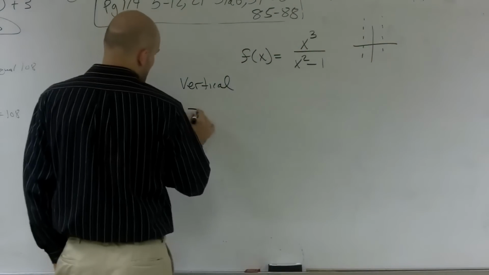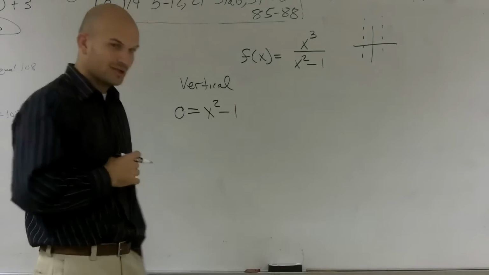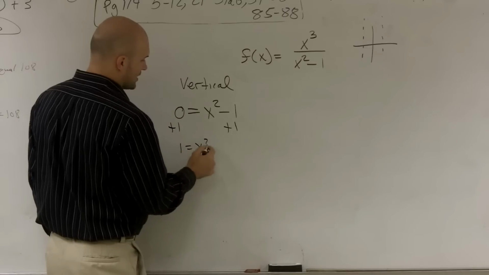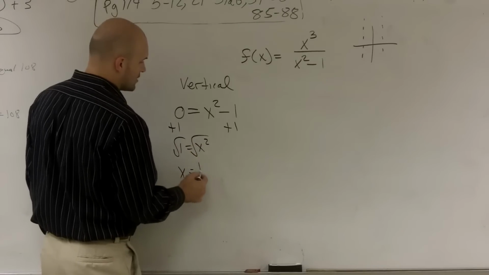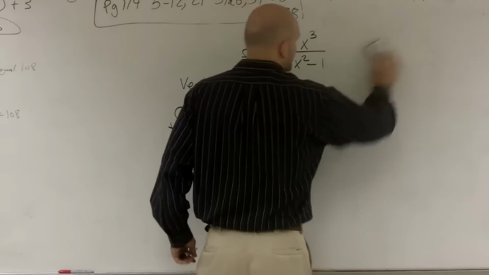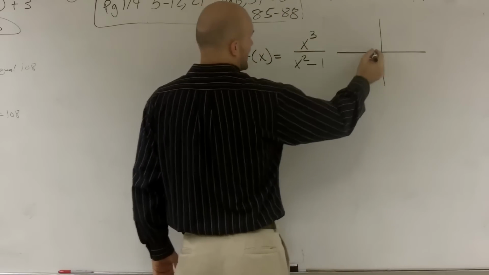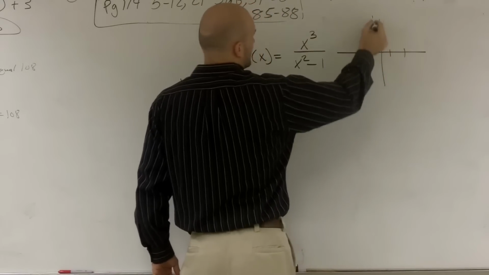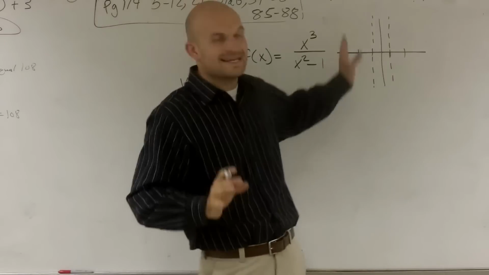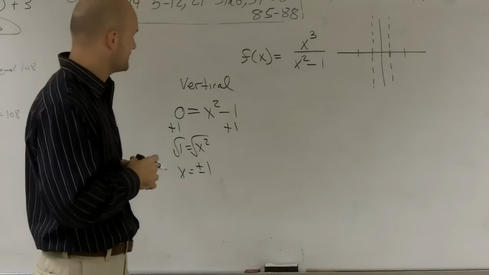So to find those values that make our bottom polynomial 0, I need to set our bottom polynomial equal to 0. Then when I solve, I get 1 equals x squared. When I take the square root, I get x equals plus or minus 1. Therefore, I have two vertical asymptotes. And let's do a little sketch graph here so we can see. So we're going to have one at -1 and at 1. All right, those are two asymptotes that my graph is never going to touch. It's just going to keep on approaching it, without bound, we like to say.